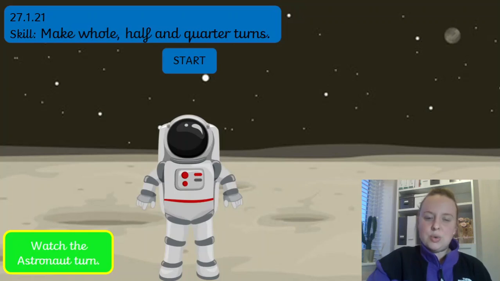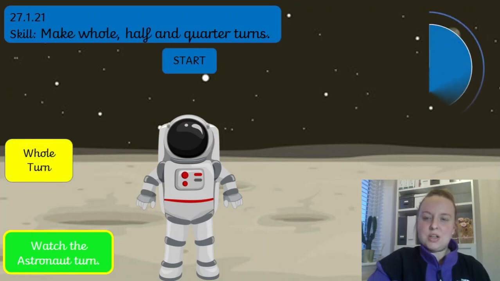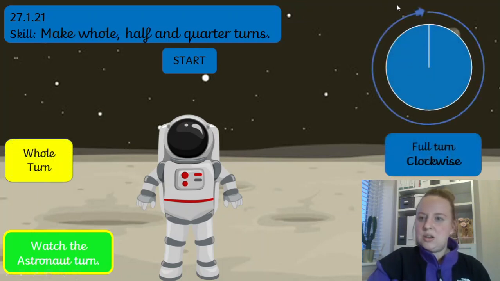Oh, he's gone all the way around this time. So what might that mean? That means he's done a whole turn. So look at the circle, it's all shaded in now. So he started standing up straight and he did a whole turn and ended up standing back up the way he started. So he did a full turn clockwise.